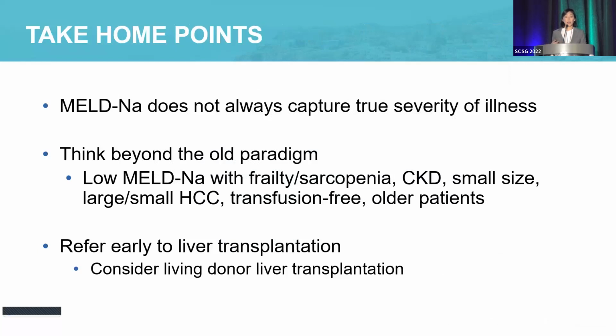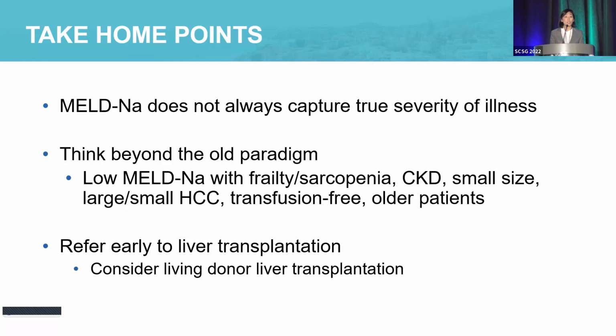So I want to conclude by sharing some of the take-home points. MELD sodium does not always capture the true severity of illness. We need to go beyond the older paradigm. We need to think about frailty. We need to think about sarcopenic patients. We have to be mindful of referring patients if they're transfusion-free, or if they're maybe a smaller patient. Perhaps they will be disadvantaged by the MELD score, and hopefully the 3.0 will be helpful to them.